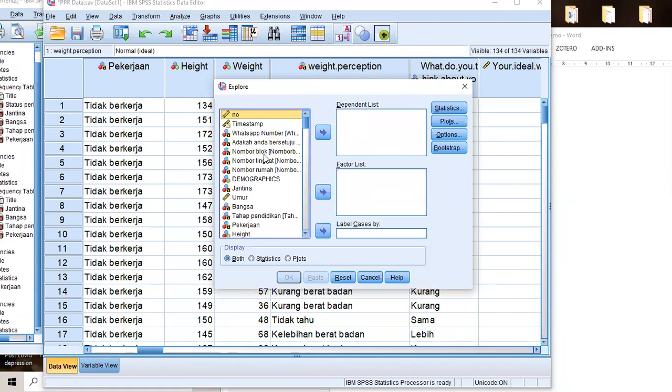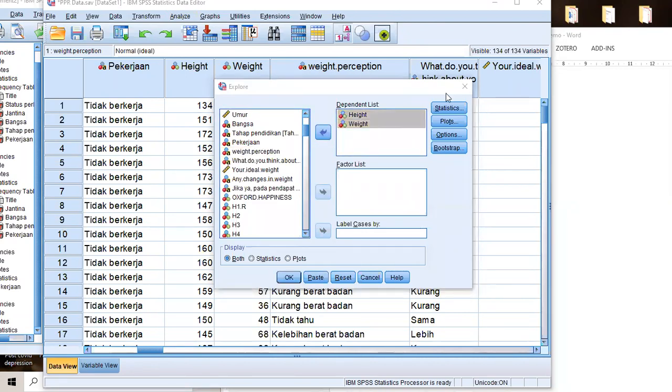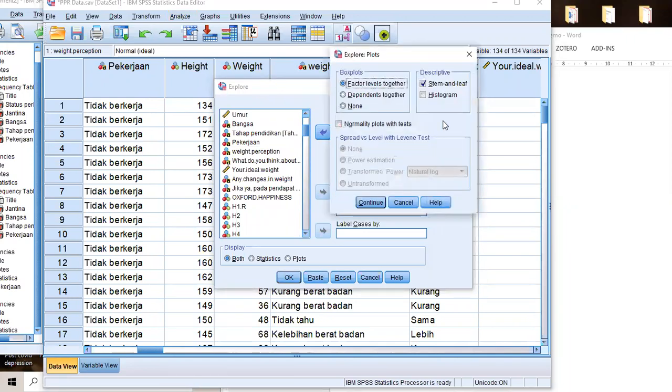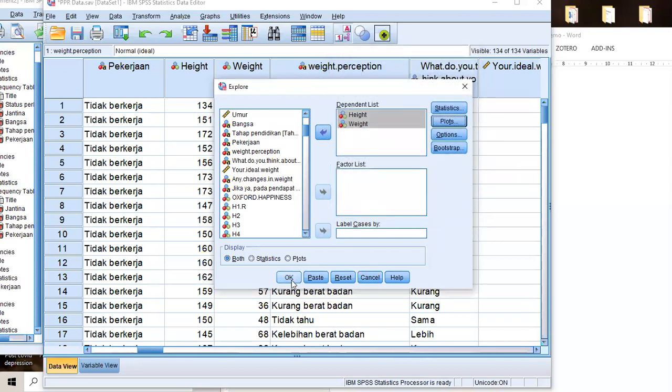All right, bring the variables, height and weight. Select this plots button. Ask for histogram and also normality plot. You want to see whether data is distributed normally. Some of the analysis later, like regression analysis, will require this. So just showing you how to get these values, okay? Continue. And just click OK.